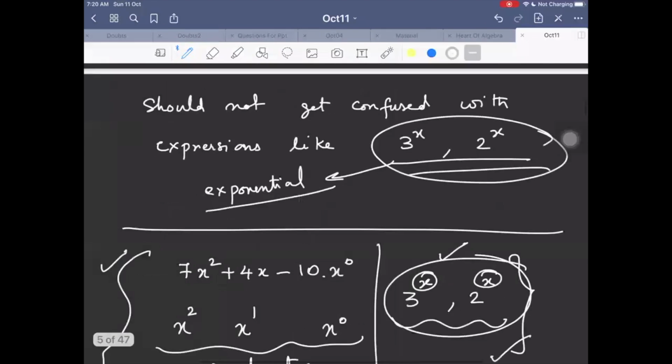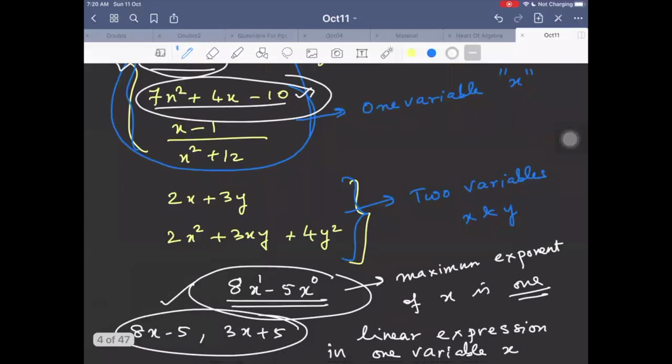One more thing I want to tell you is, we can also have a linear expression with more than one variable. Say, for example, see this. What do you think about this expression? This has both x and y. So it's a linear expression in two variables. Why do I call it a linear expression?